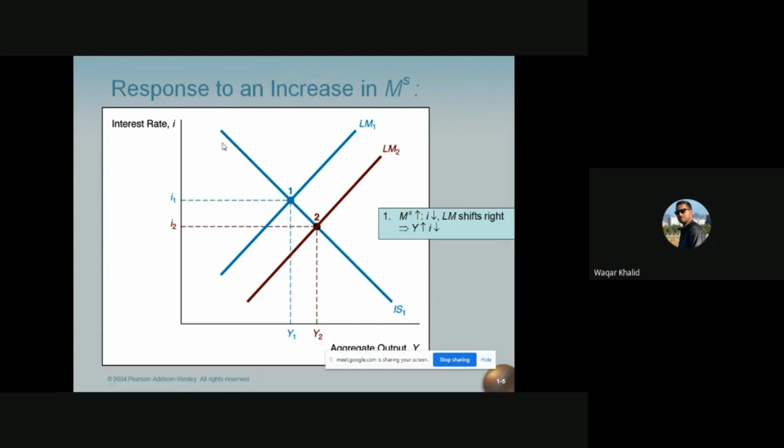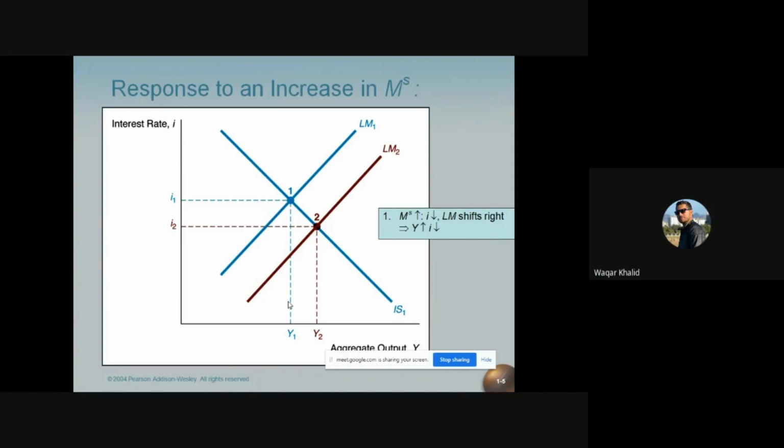In the first case we talked about the increase in money supply. But if we reverse this case, if the money supply decreases, what will happen? The IS-LM curve will shift to the left from the original position, causing the interest rate to rise and output to fall. So the result will be reversed. The interest rate will rise and the output level will fall.